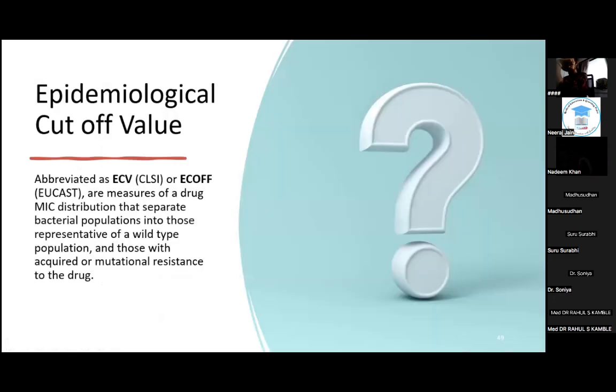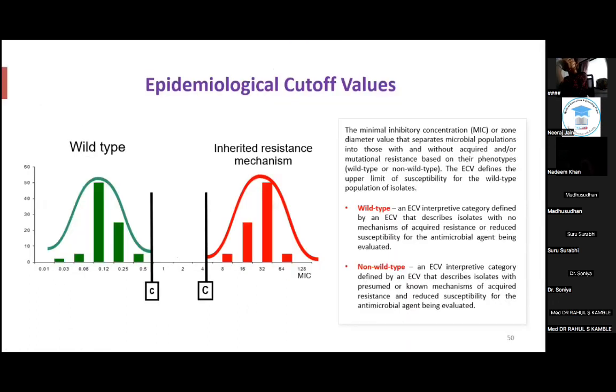So it is all dependent on the breakpoint. But when we don't have breakpoints in hand, then we refer to the epidemiological cutoff value, or ECV or ECOFF. This ECV or ECOFF should be used only when the breakpoints are not available. Breakpoints help us to know whether it is sensitive, intermediate, or resistant. But ECOFF helps us to understand only if there is a resistance mechanism present or absent.